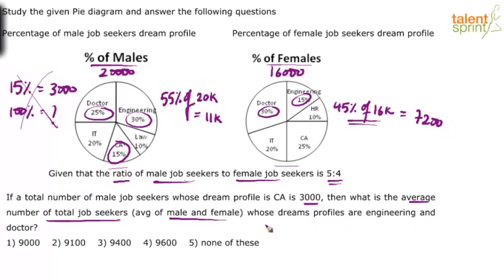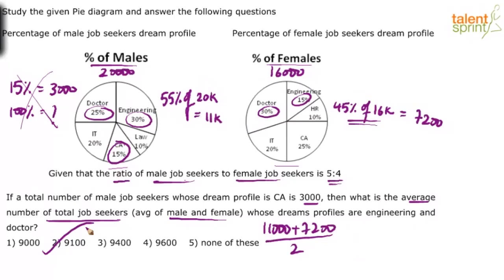Done. He's asking us to find out the average. So 11,000 plus 7,200 divided by 2. So this is 18,200 divided by 2, which is 9,100, which is option 2. Most of you are right in your answer, where you have got 9,100.